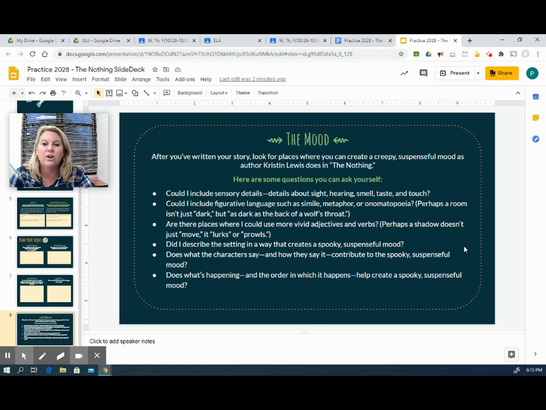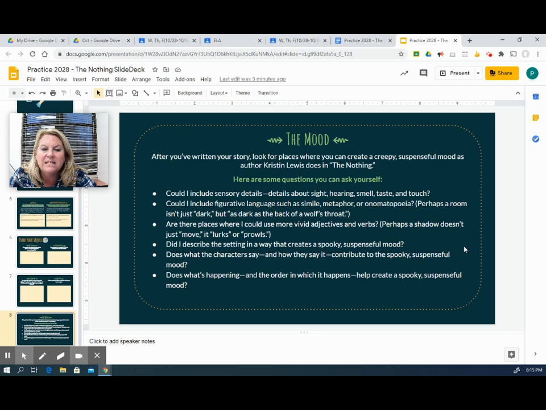You're going to ask yourself, could I include sensory details about sight, hearing, smell, taste, and touch? Could I include figurative language such as simile, metaphor, or onomatopoeia? Remember, onomatopoeias are sound words, so like creak and shriek. Those words are sound words, which would be very appropriate for this particular story. Perhaps a room isn't just dark, but as dark as the back of a wolf's throat. Are there places where you could use more vivid adjectives and verbs? Perhaps a shadow doesn't just move, it lurks or prowls.